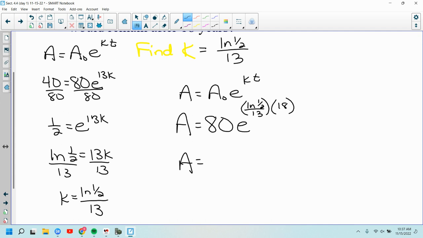Nearest 10th, please. All you do is plug in your calculator. You don't need to manipulate anything at this point. So 80 times E, that's a power, natural log of 1/2 over 13 times 18. However order you want to go in, see what you get.